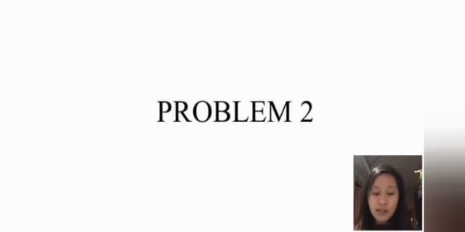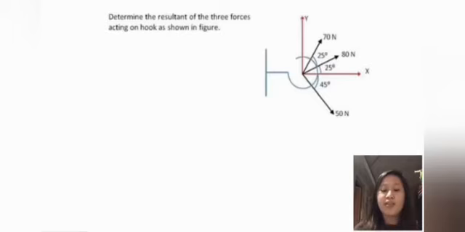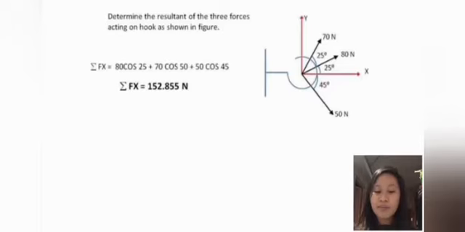Okay, so next example, we are going to determine the resultant of 3 forces acting on the hook as shown in the figure. So, same method. Sigma Fx is equals to, kukunin natin yung x component. So, 80 cos 25 plus 70 cos 50 plus 50 cos 45. So, i-add lang natin and ang magiging sagot is 152.855 Newton.